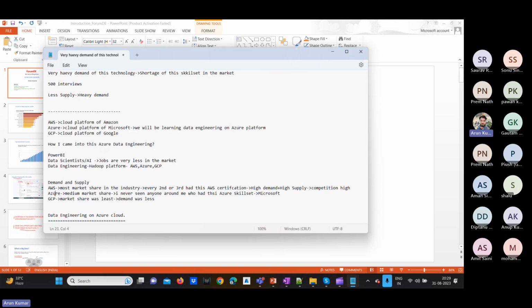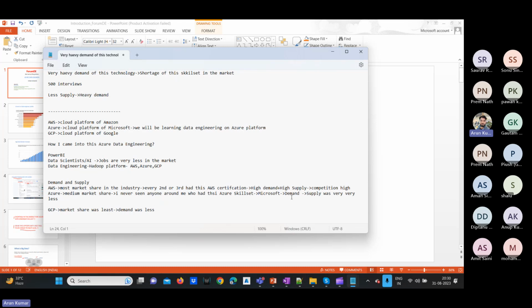So I was talking about this Azure actually. It had medium market share. And I had never seen anyone who had this Azure skill set around me. It means it had demand in the industry. But the supply was very, very less. And this is the case till now. There is very less supply in the market.